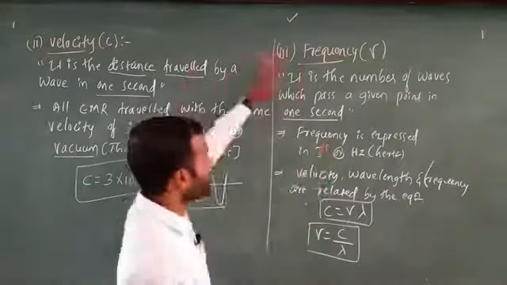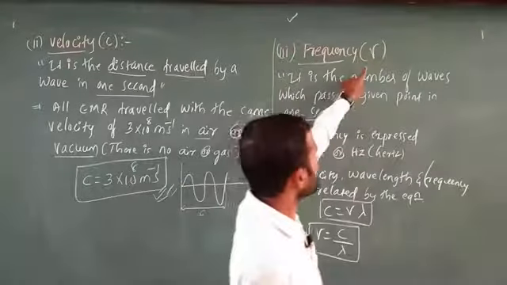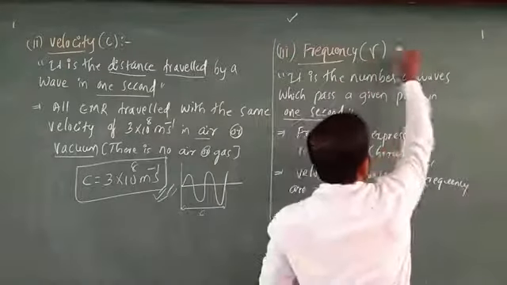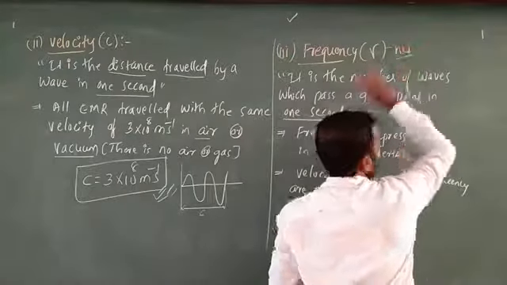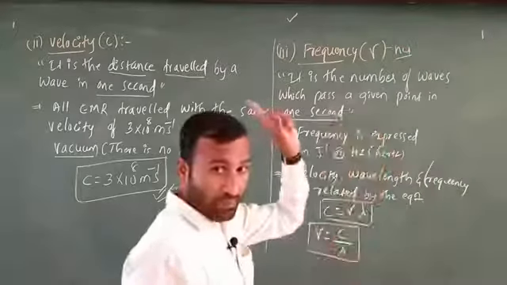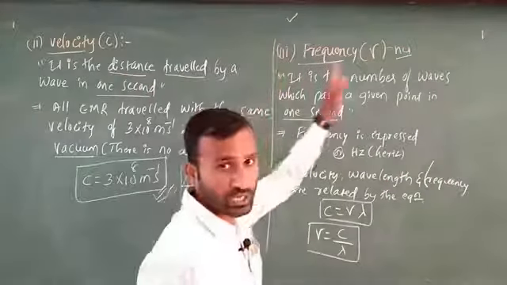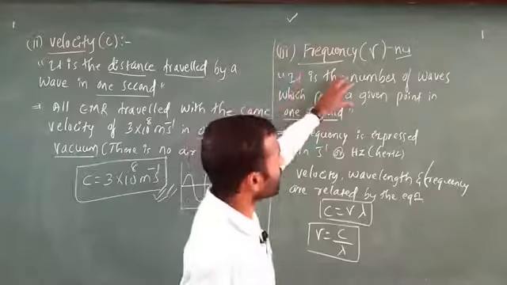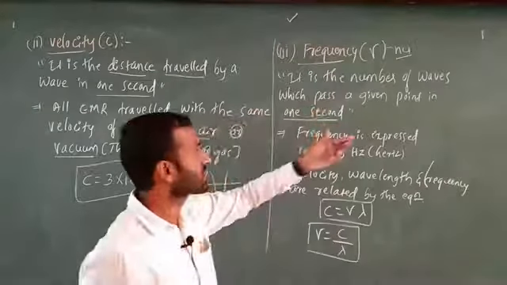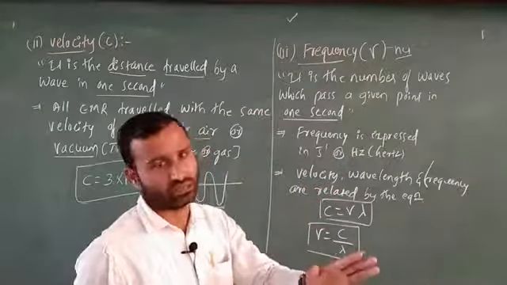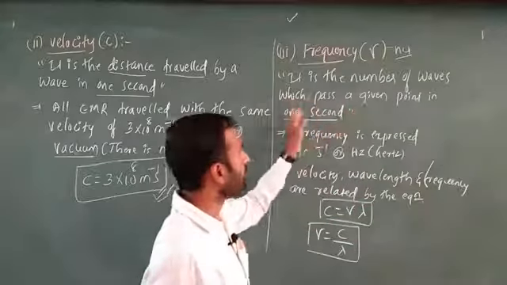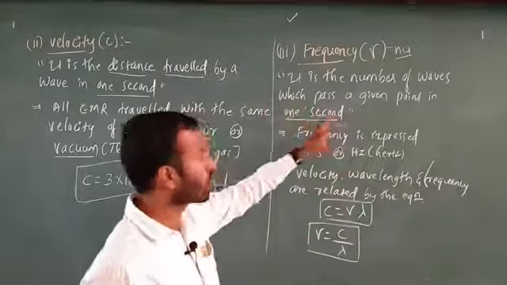Velocity is over. The next one is frequency. The frequency is represented by nu. That is the lambda, this is C, this is nu. In this case, it is the number of waves which pass a given point in 1 second.